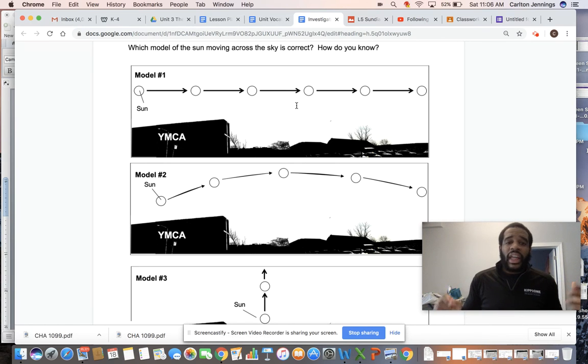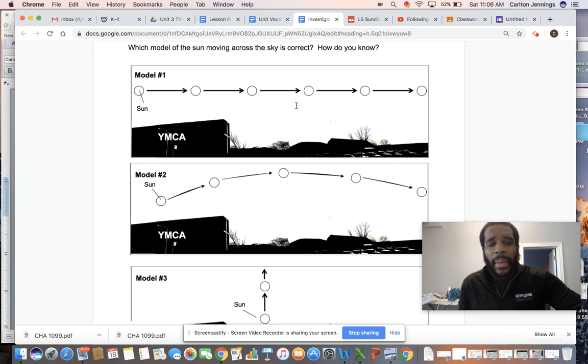But we know that if the sun moved like that, then the other side of the earth would not get sunlight. It's just moving straight across. And we know the sun rises and sets. Right here, the sun doesn't rise or set. So model one cannot be correct because it doesn't show the sun rising or setting. It just shows it goes straight across.